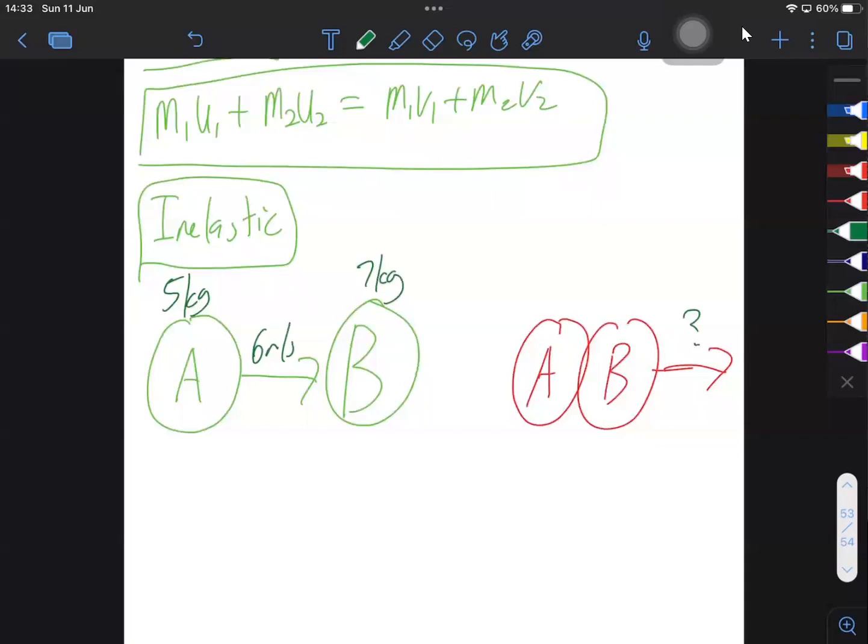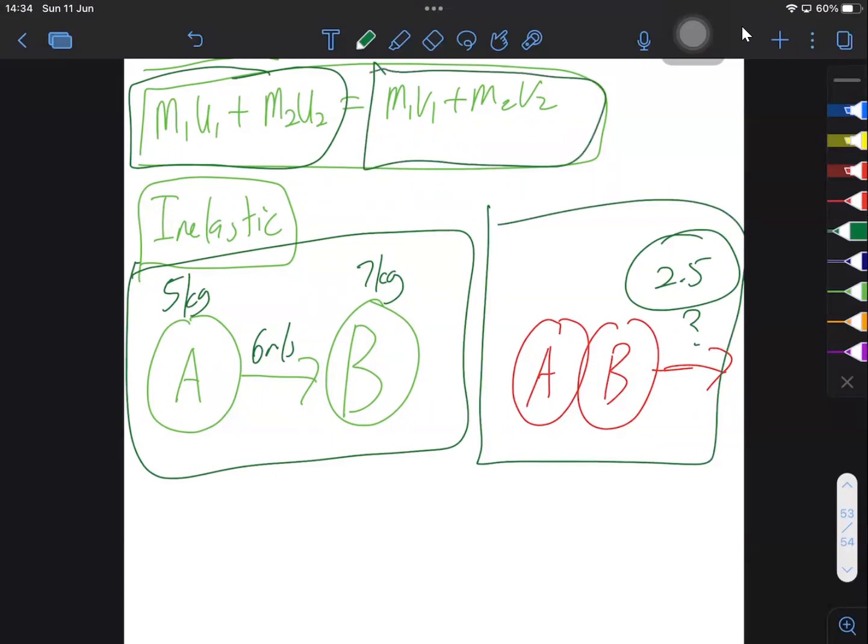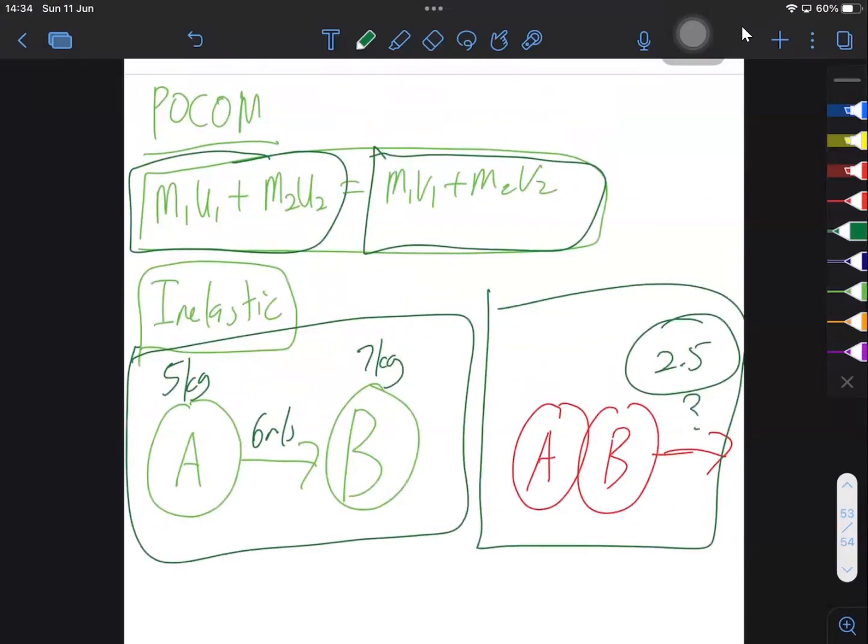Very good, Chi Zheng. That is correct. Okay, guys, the answer is supposed to be 2.5. Why? What are you supposed to do? For those who do not know, guys, you're supposed to literally substitute everything into the formula. This is before collision, so this part belongs here. And this is after collision, which means this part belongs here, because the principle of conservation of momentum states that the total momentum before collision is equal to the total momentum after collision, guys.